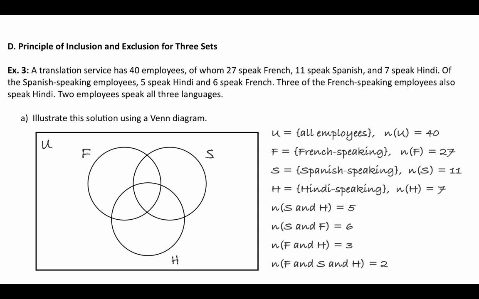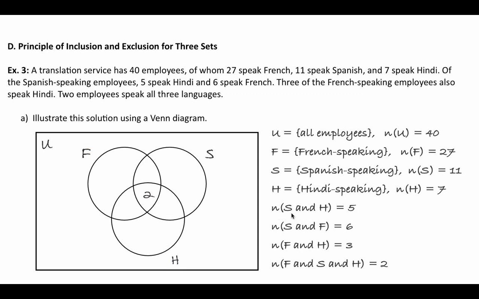So let's place these guys down here, the triple language speakers, into our center. Our triple intersection. Because this represents the number of employees that have all 3 language abilities. They're standing in the French hula hoop, they're standing in the Spanish hula hoop, and they're standing in the Hindi hula hoop.